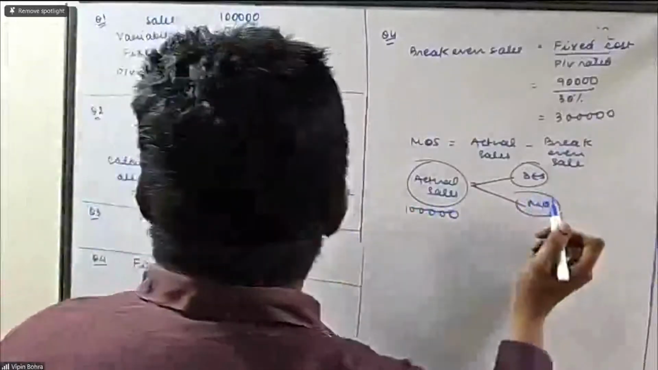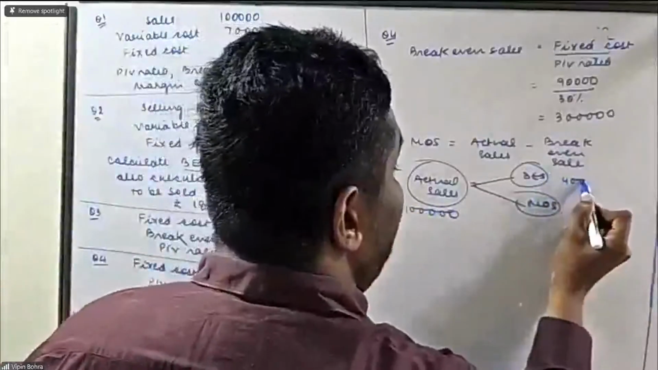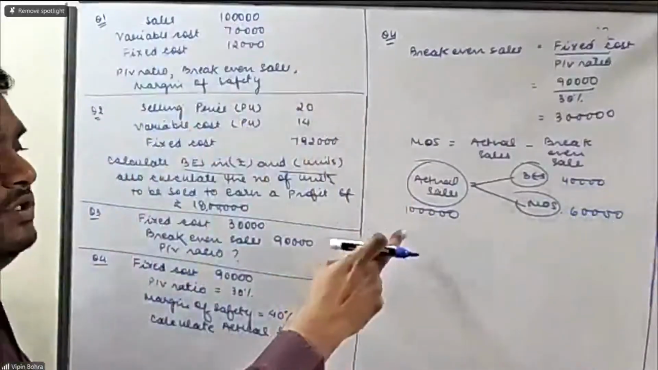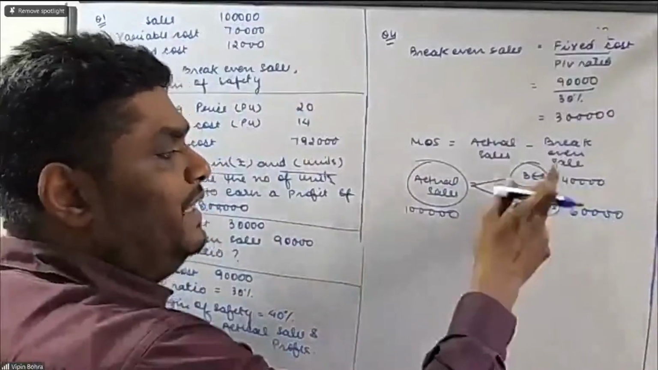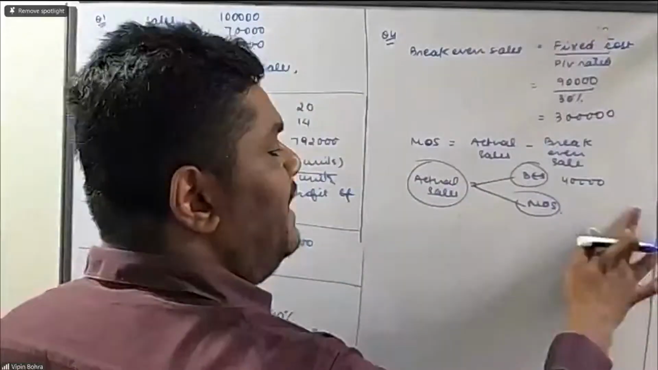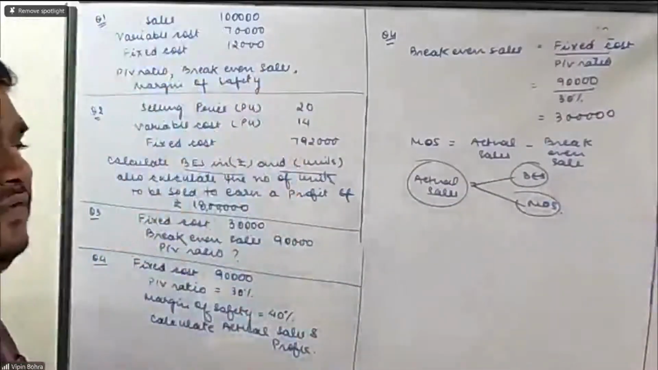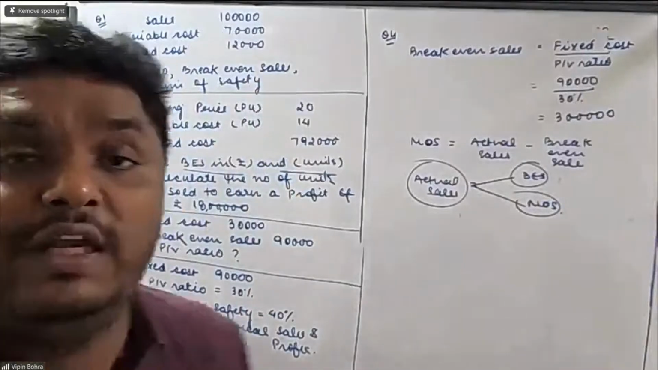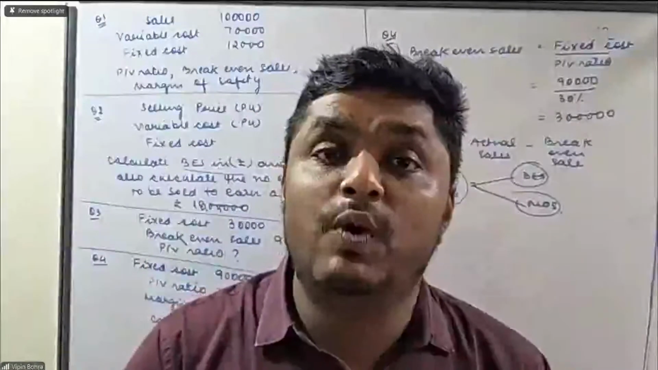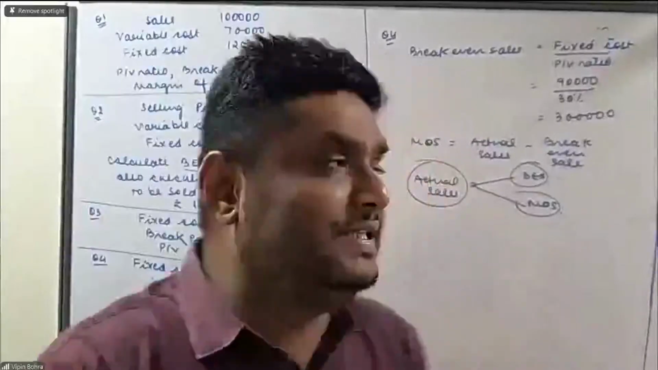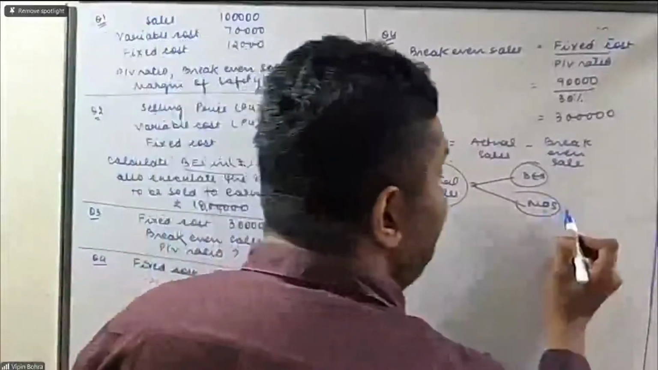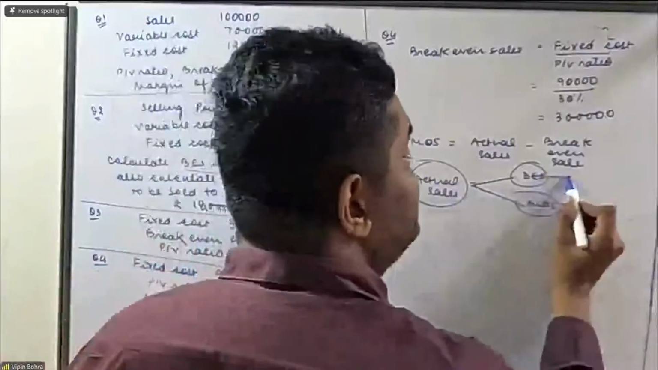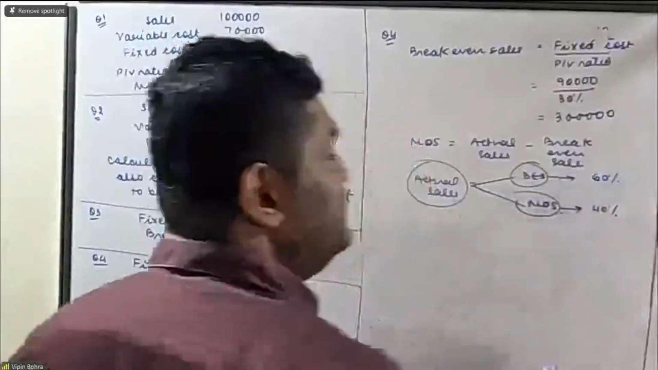In fact, in first question also, my actual sales was 1 lakh. My break-even sales was 40,000 and margin of safety was 60,000. I'm talking about question number 1. So we can say actual sales can be divided in two parts, that is break-even sales and margin of safety sales. Now see, herein it is given margin of safety is 40%. 40% means what? 40% of total sales. So if margin of safety is 40% of total sales, how much will be break-even sales? 60% of total sales.